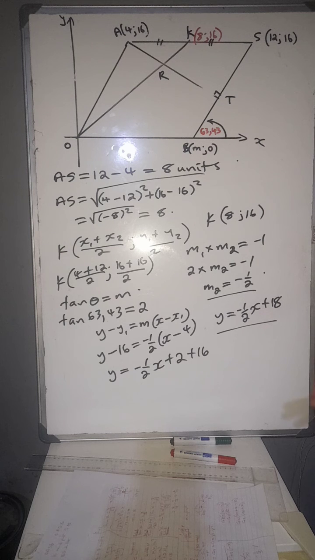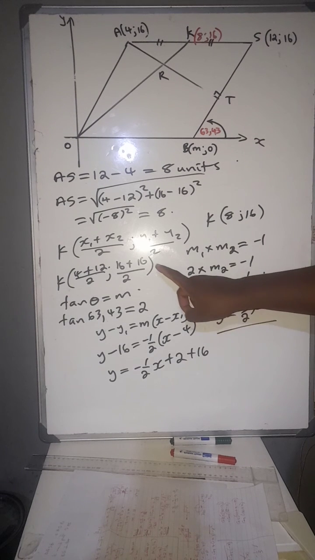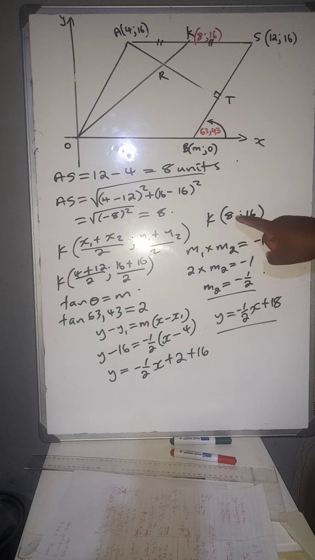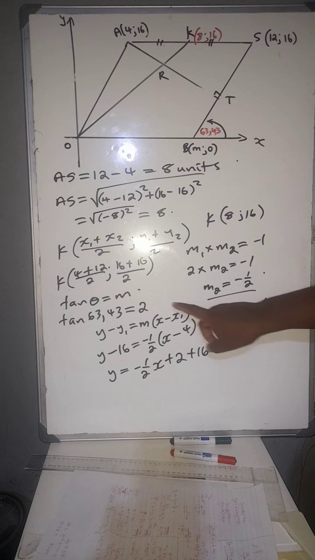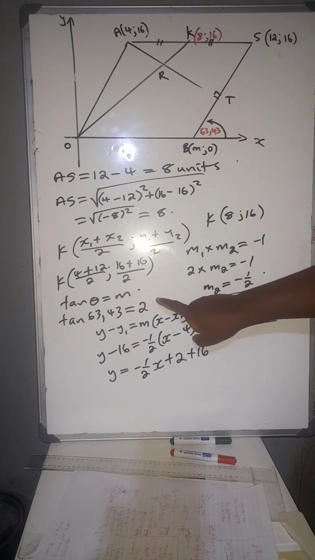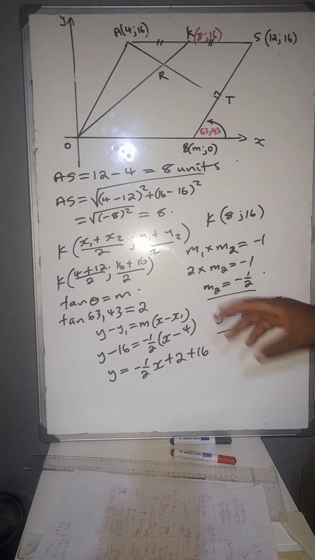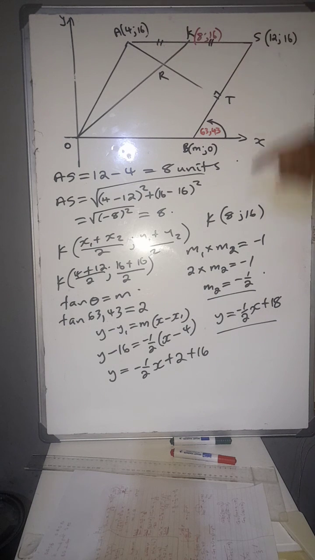That's all we have for the first question, which was asking for the distance of AS. Thus we got 8 units. And the second one was asking for the coordinates of K, the midpoint, it is 8 and 16. And the third one was asking for the gradient of BS. We got 2. And the very last question was asking for the equation of line TA, and we got y is equal to -1 over 2x plus 18. This question was relatively easy.